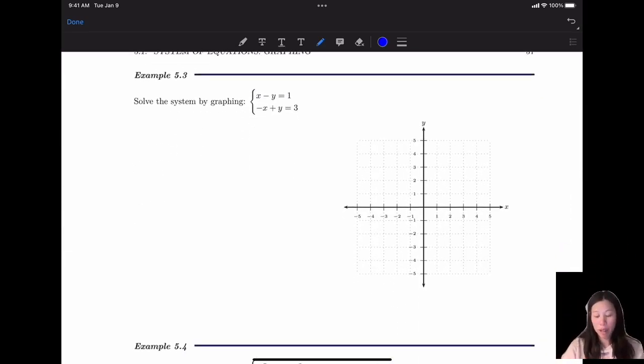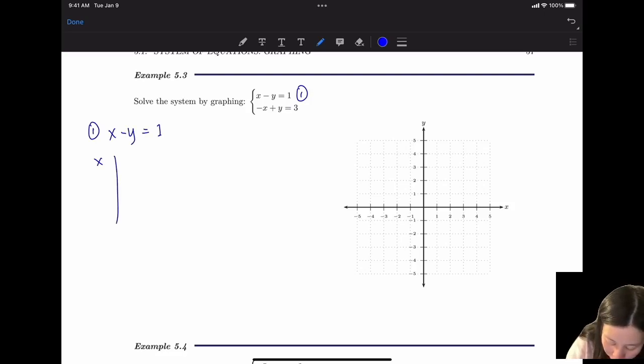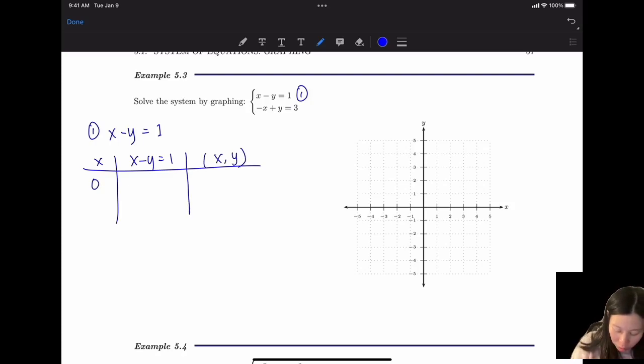We have x minus y equals 1. Again, we make a t-table chart to find out what x and y equal to and find the ordered pair. So when x equals 0, I have 0 minus y equals 1. So y is equal to what? 1? Wrong. Y is equal to negative 1, right? Because when you're subtracting, you have negative y equals 1. So y is equal to negative 1.